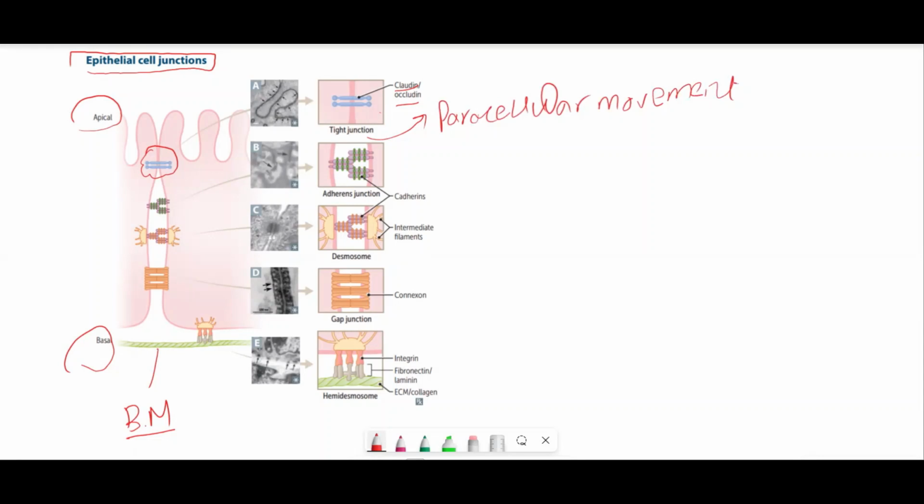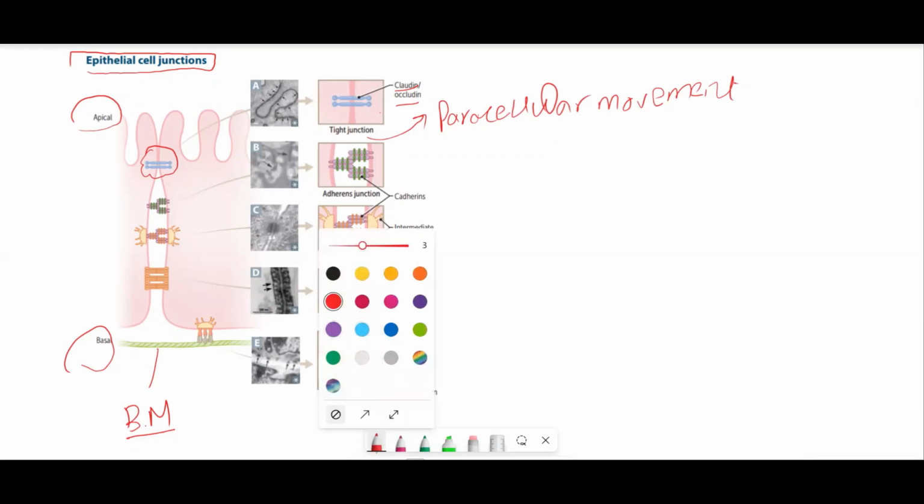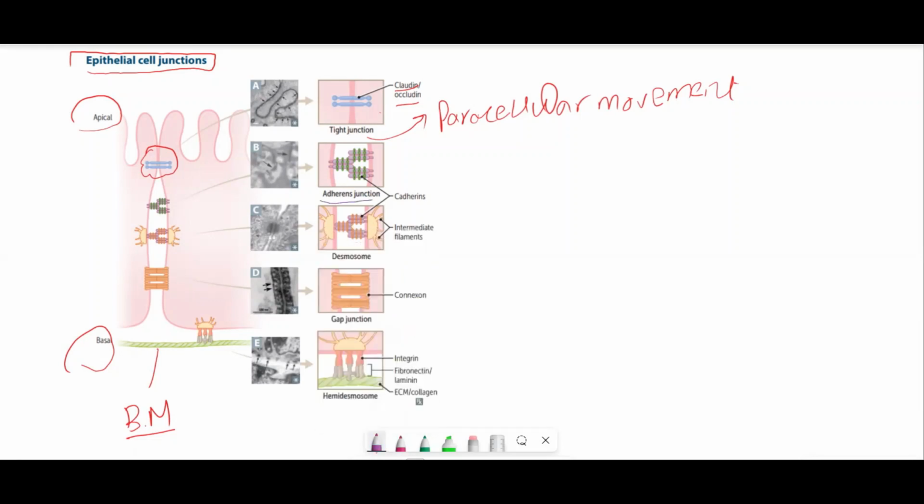Next one is the adherens junction. So this one is the adherens junction. The adherens junction forms a belt that connects the cytoskeleton of different cells through actin, and this actin is connected to the other cell through the cadherin protein. This is a calcium-dependent protein.